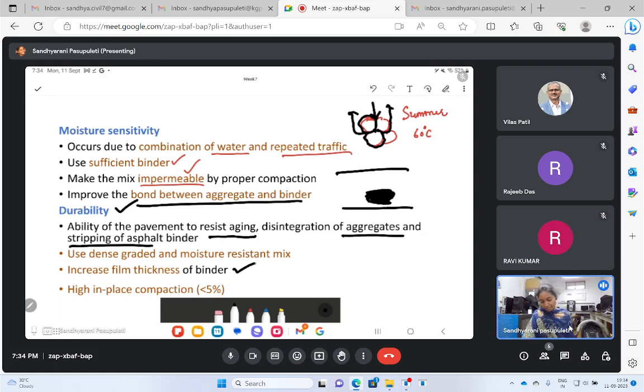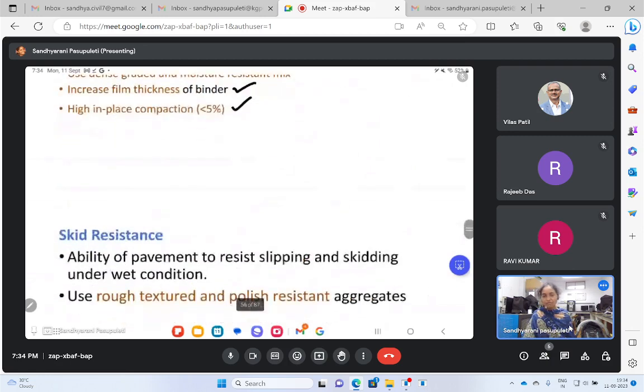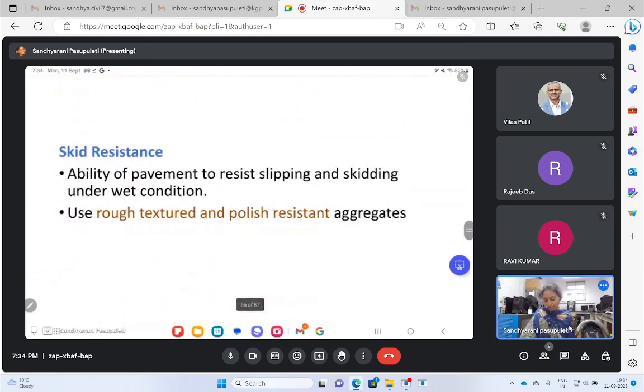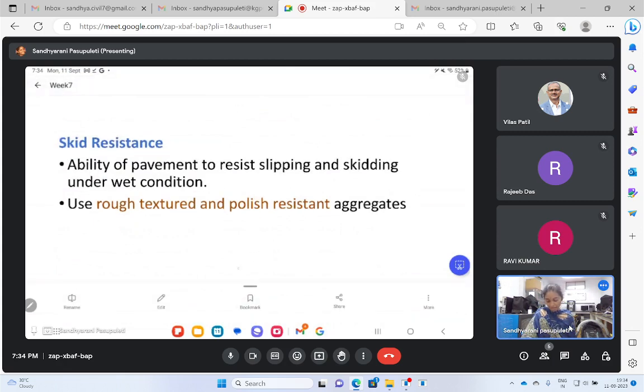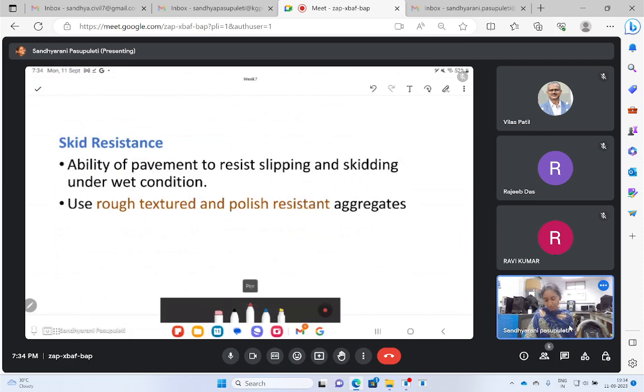So either by increasing the film thickness, or reducing the air voids, or increasing the compaction, these are a few of the ways we can improve the durability. So these are all the structural related issues, and another is the functional. When the user is using the pavement, any kind of discomfort is a failure. Skid resistance is also a kind of safety issue, especially during the rainy seasons when water comes in contact.